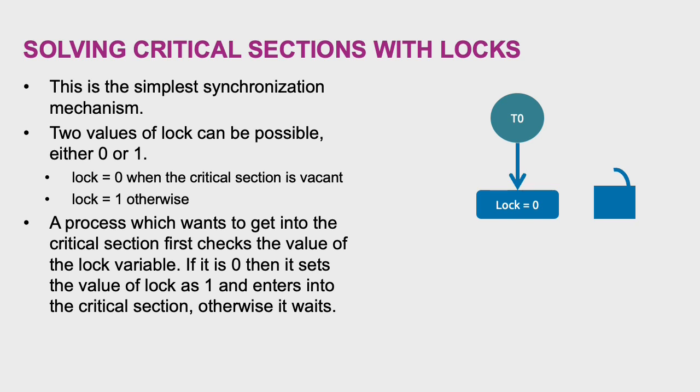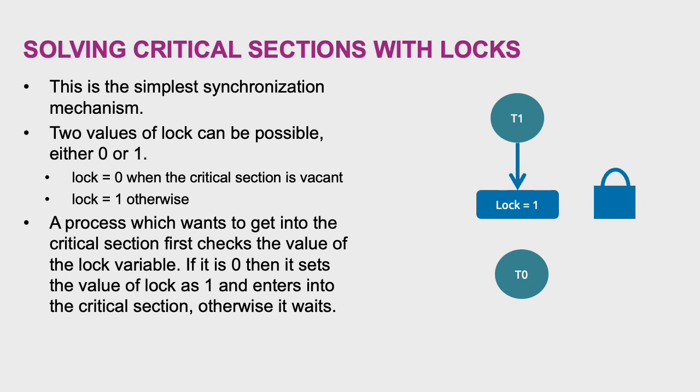Let's see how things work with a simple animation on the right-hand side of this slide. First of all, we have a thread T0, and the thread checks whether the lock is open or closed. The lock is open, and the value of the lock variable is 0. The thread can therefore enter the critical section and set the lock to 1, so close the lock.